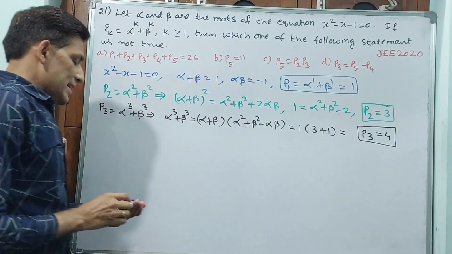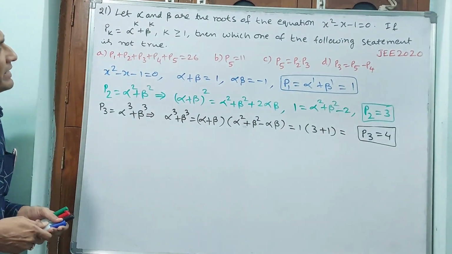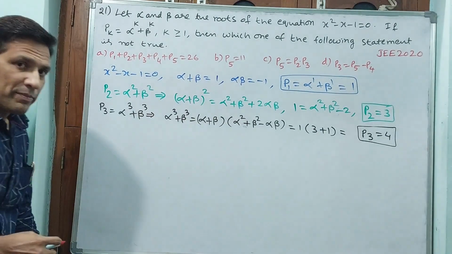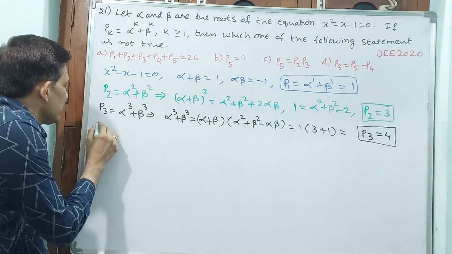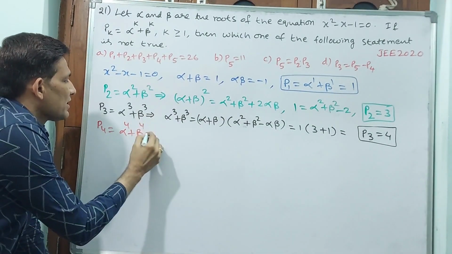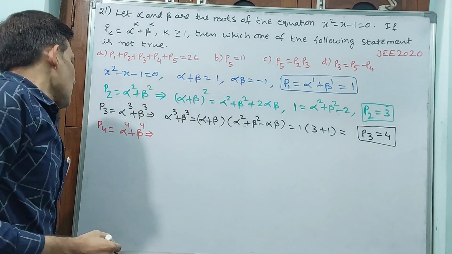Okay, until here there is no problem, you can get it easily, but from now onwards it is a little bit tricky. Alpha to the power of 4 plus beta to the power of 4, how are we going to find it? P4 is equal to alpha to the power of 4 plus beta to the power of 4. See how I am doing it.